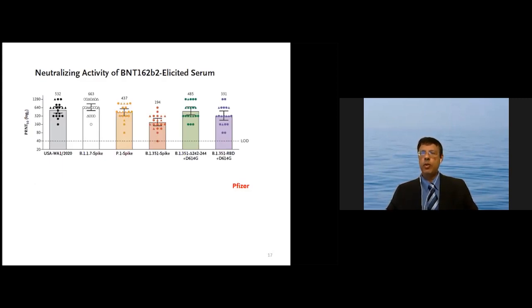This figure shows a reduction in neutralization, that is lab tests done using the serum of people who have recovered from COVID-19 or those who have received the vaccination. There was a reduction in neutralization when the South African variant was considered. That was in bar 4. There was a significant reduction.